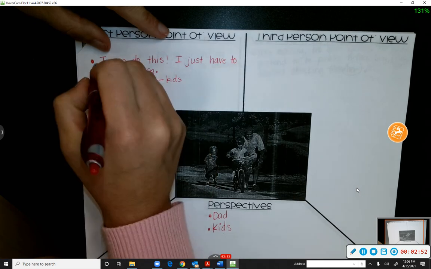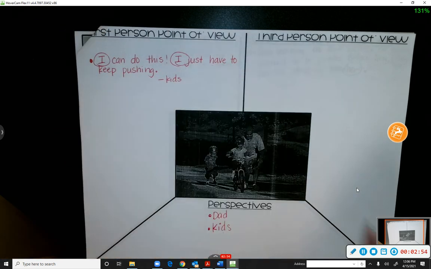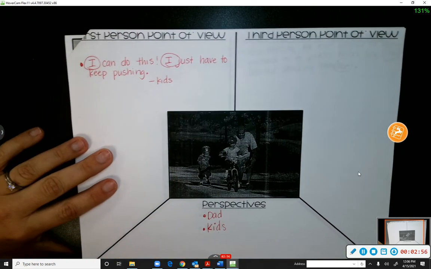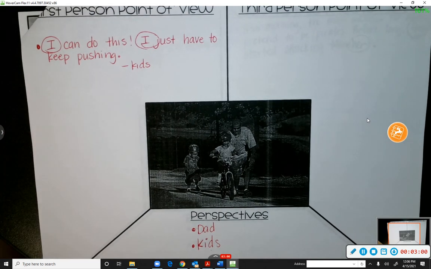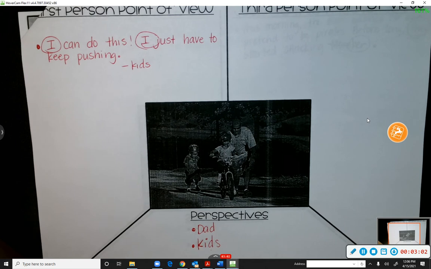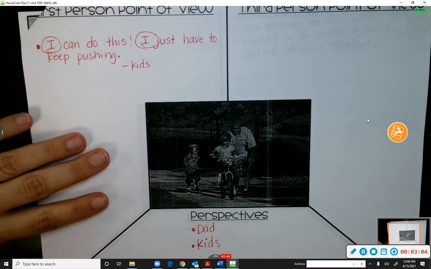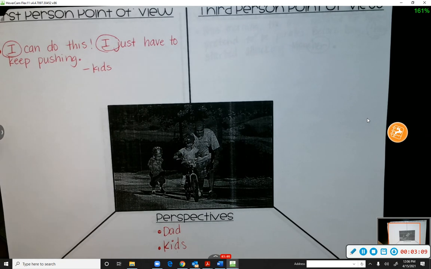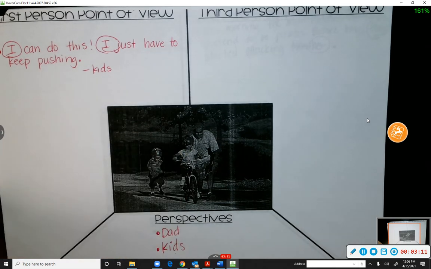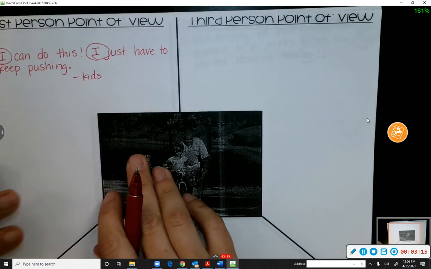So notice your pronouns. We're using I for first person. For third person, do we use I, me, us, my? Do we use any of those? No, because we're not in the story anymore. You're talking about the picture, but you take out yourself. Okay? You're speaking like you're the narrator. Okay?